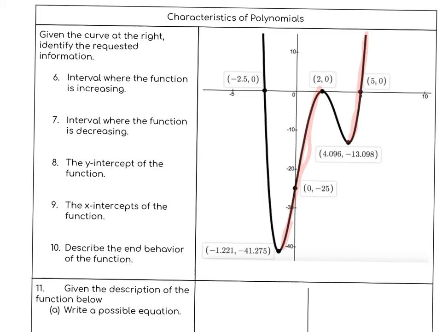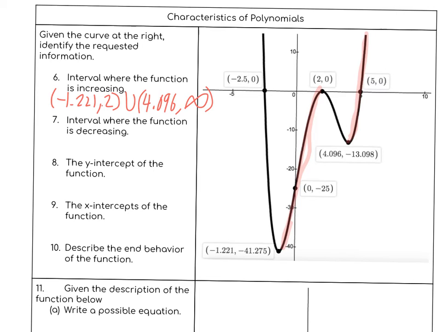And the increasing intervals, that's going to end up being from negative 1.221 to 2. And we're going from 4.096. And that looks like it's going to keep going forever, so we're going to call that infinity because we go off our graph. Okay, same thing, we do decreasing.